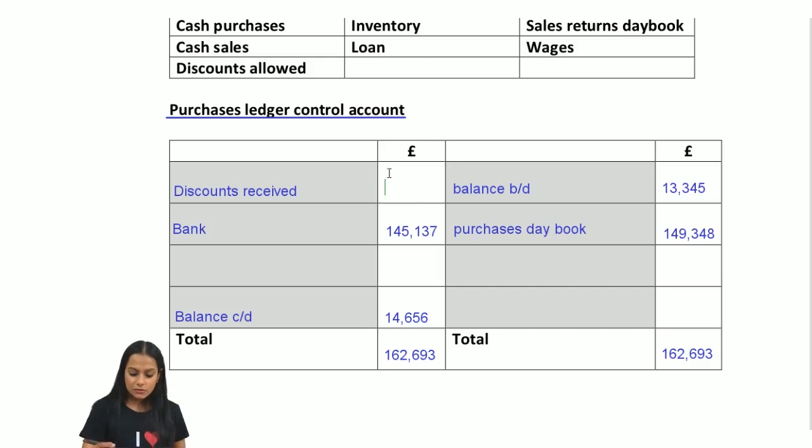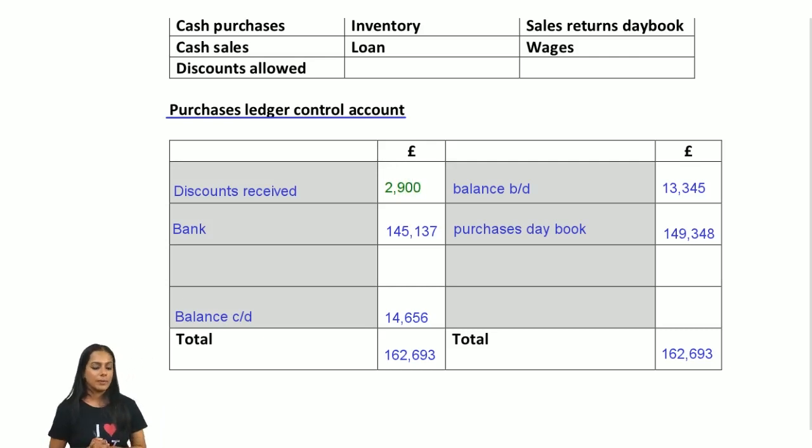So the discounts received should be 162,693, take away 14,656, take away 145,137. And that's going to give me £2,900. And there you have it, guys.